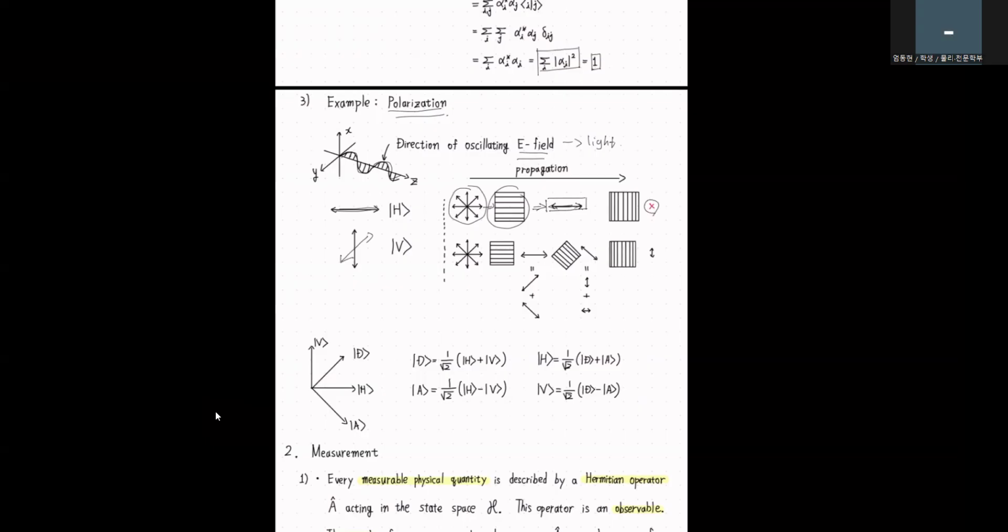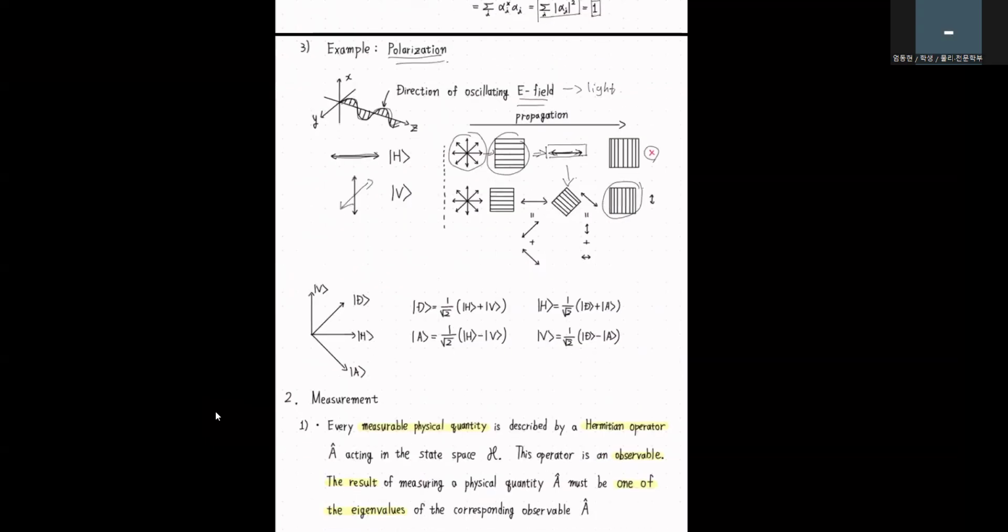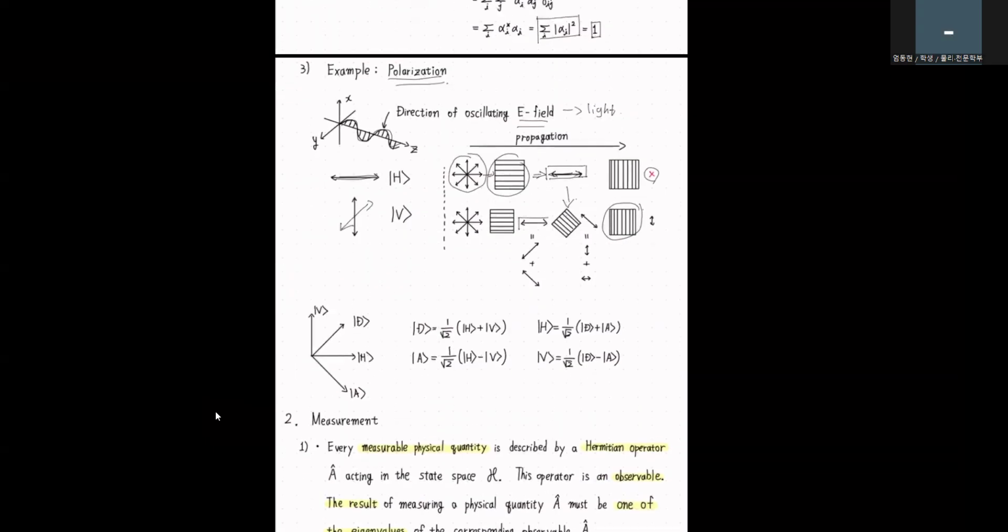But let's say instead I insert this diagonal polarizer before giving it to the vertical polarizer. What would happen? Well, this horizontal polarized component can be written as the sum of these two diagonal directions, aka the superposition in fancy terms.